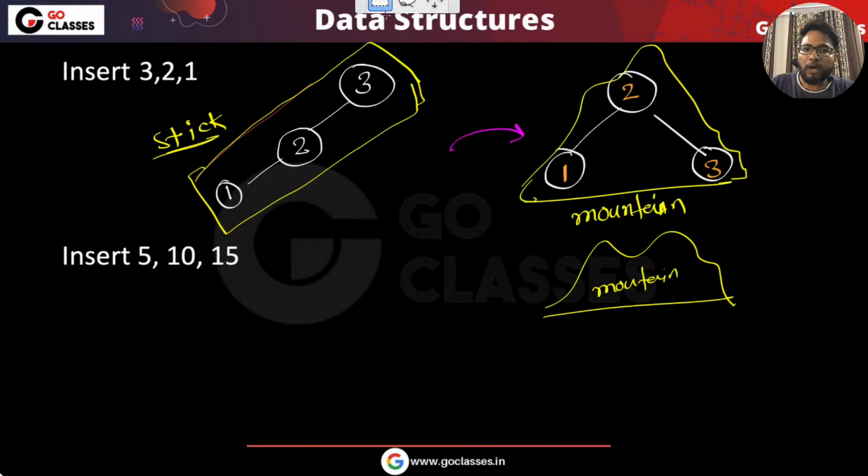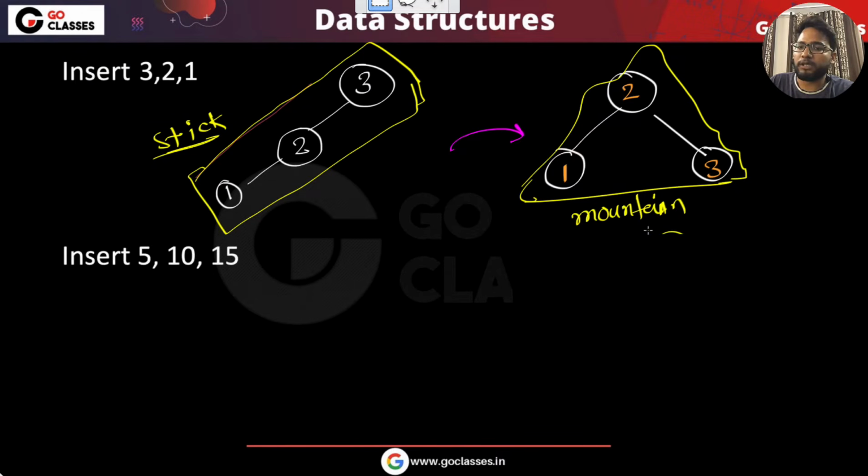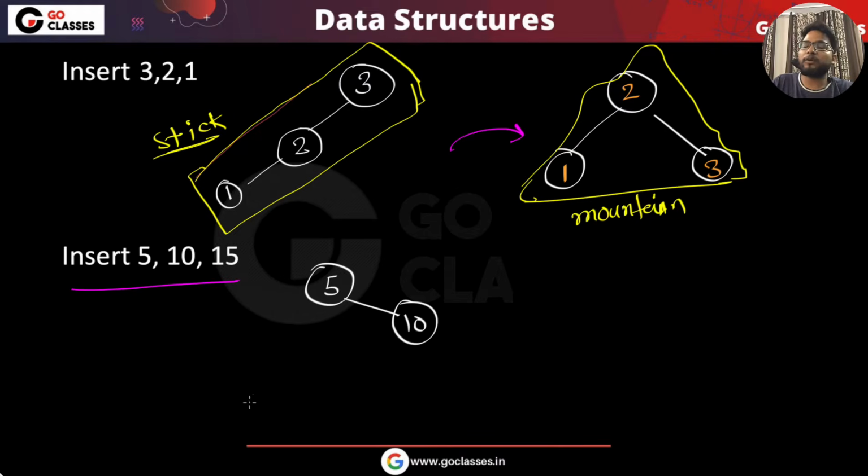Now to convert that to a mountain, there is only one possibility. It is not like multiple mountains are possible. There is only one mountain that will be possible. Now let me go with the next example, which is inserting 5, 10 and 15. If I insert 5, nothing, and then if I insert 10, you will insert at the right. Now check the balance factors. I think everything is cool till now. Now insert 15. Now you will say 5 got imbalance.